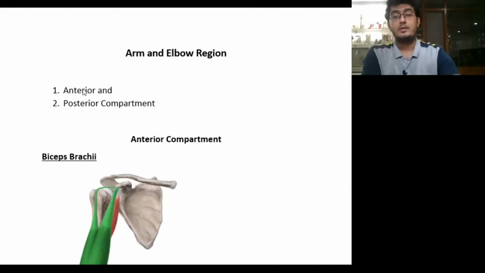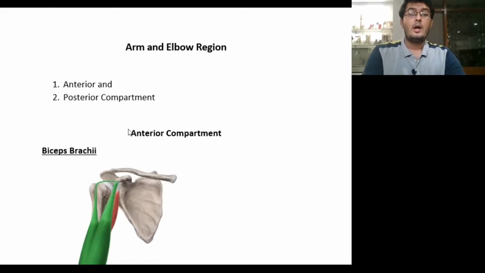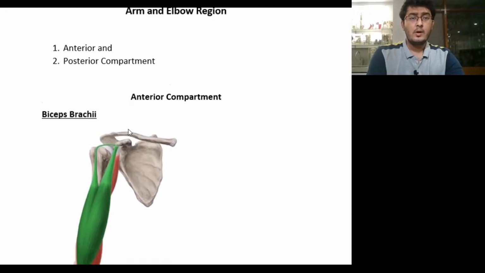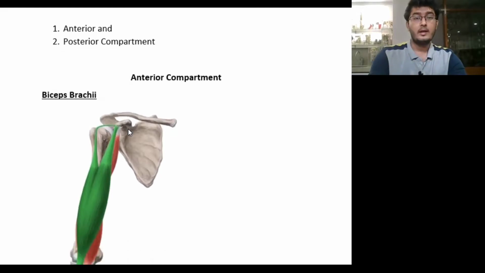So let's talk first about the anterior compartment. We have three major muscles which are present in the anterior compartment. We'll go with the most common one, which is the Biceps Brachii. Why do we call this Biceps Brachii? Any answers? If you're thinking that it has two heads, you are right. We call it Biceps Brachii because it has two heads.